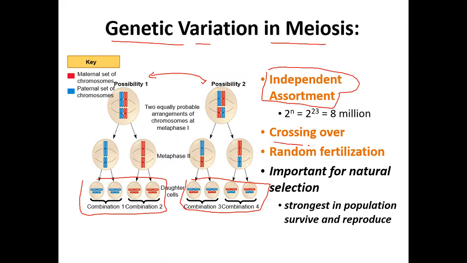Now, if I threw in crossing over, and this shows you that in humans it's 2 to the nth power. We have 23 types, so even without crossing over, you have 8 million combinations just by how they line up. You throw in crossing over, it gets ridiculous how much variance we could get. Again, how else do we get variation in meiosis? Crossing over. And again, like we talked about, that's going to be prophase 1. But the last one is random fertilization. That's kind of what I talked about at the end.